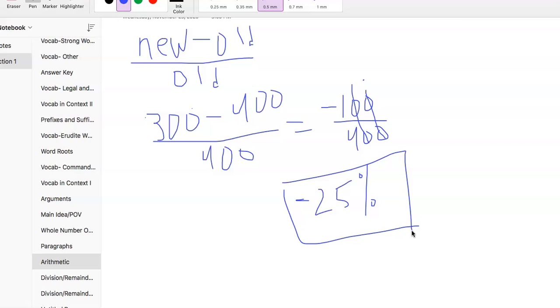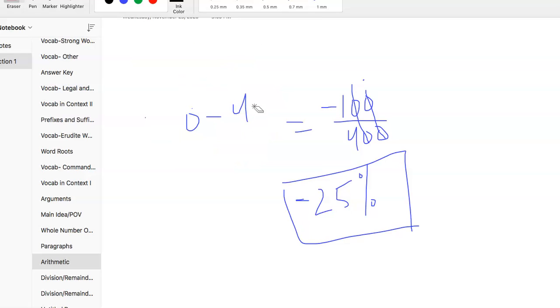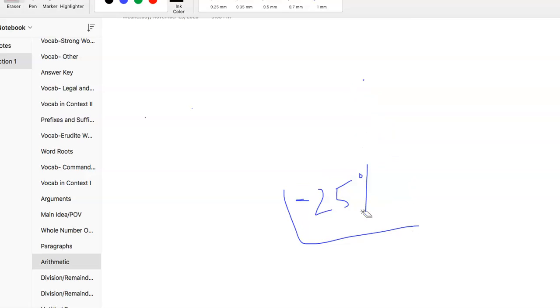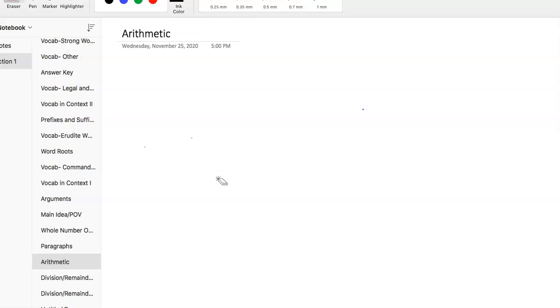There's your answer: negative 25%. So really we just need to know that formula, commit it to memory, new minus old divided by old, and then plug in the numbers they give you in the question. Then you're good to go. That's percent discount. Same thing, many examples like that inside the app. It's a fun place to be.